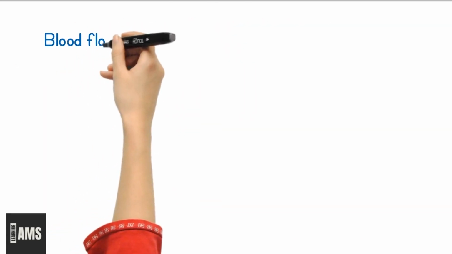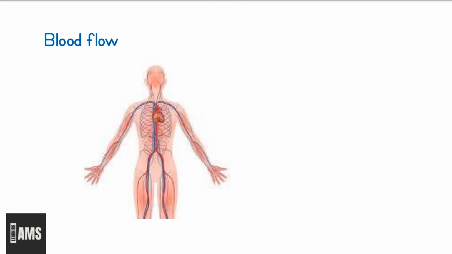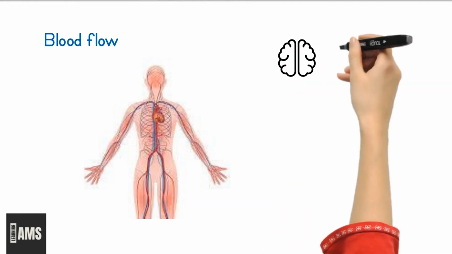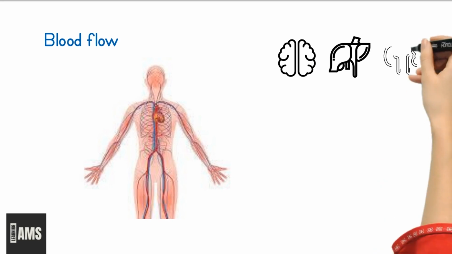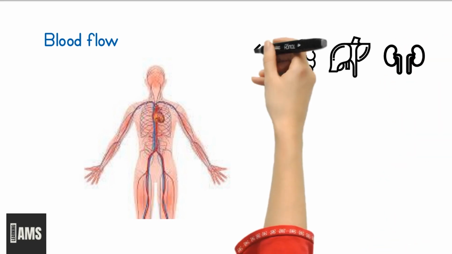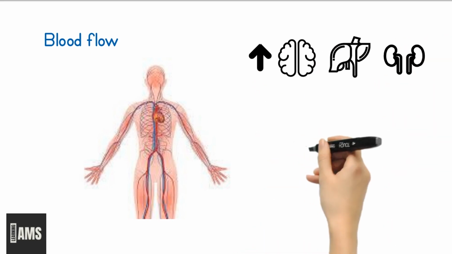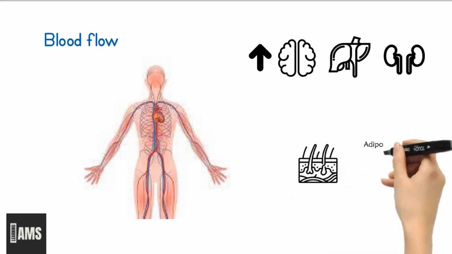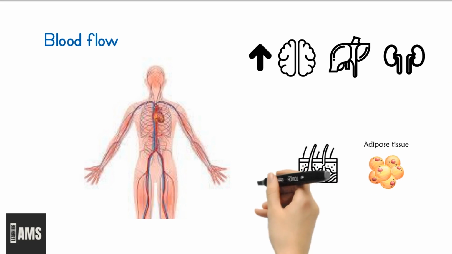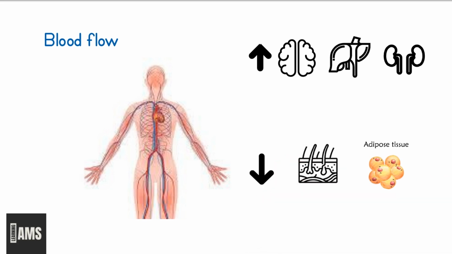Blood flow also influences drug distribution. Some organs such as brain, liver and kidney receive more blood than others, and it means that the drugs are distributed more to them. Conversely, some tissues have less blood flow like skin and adipose tissue, and the drug distribution to them will be less.